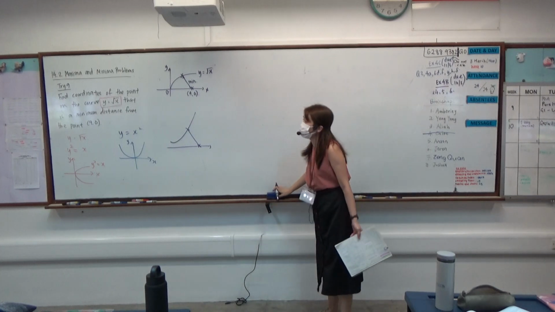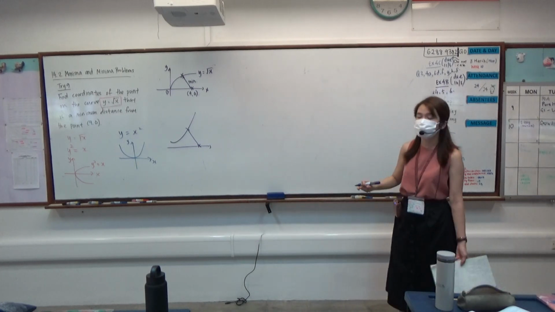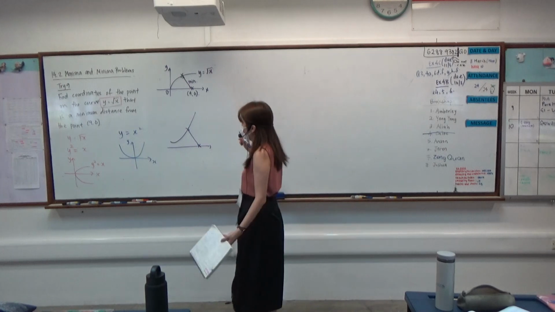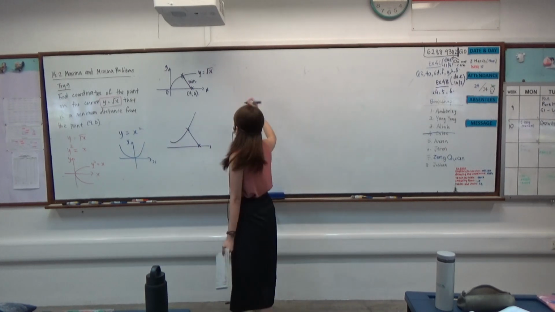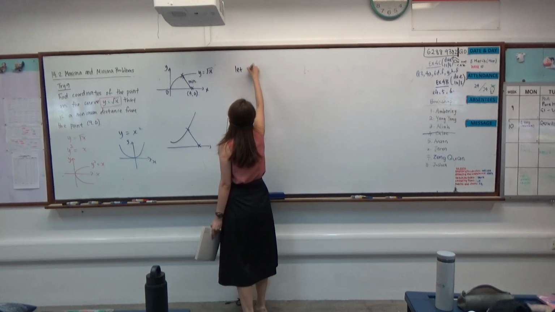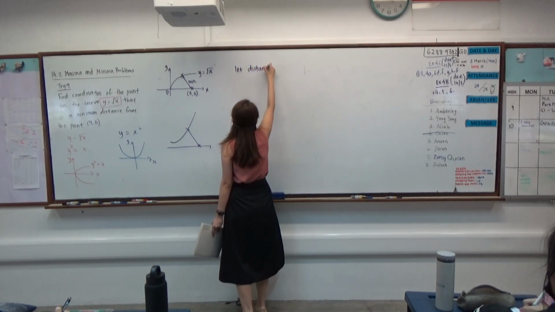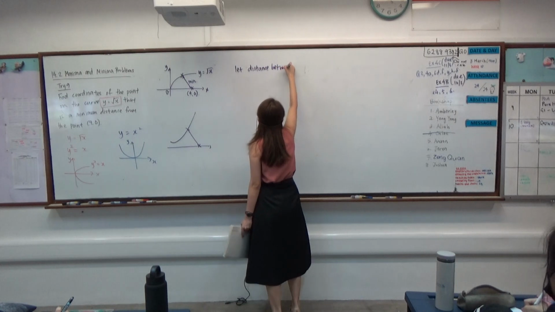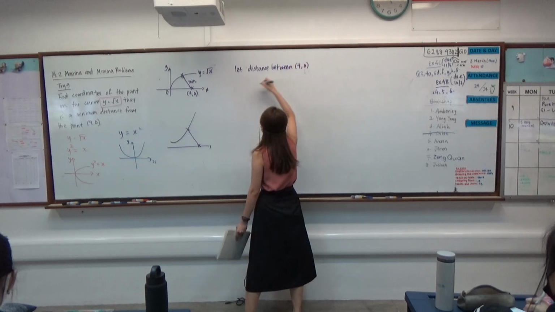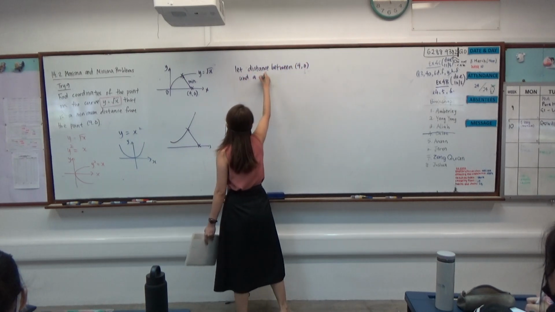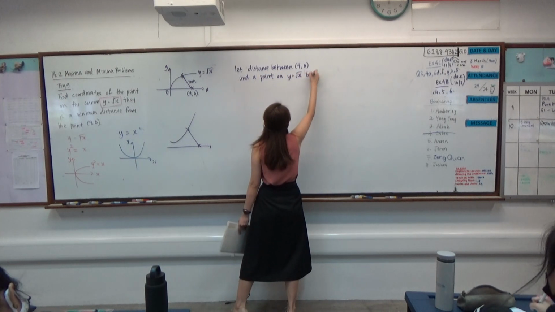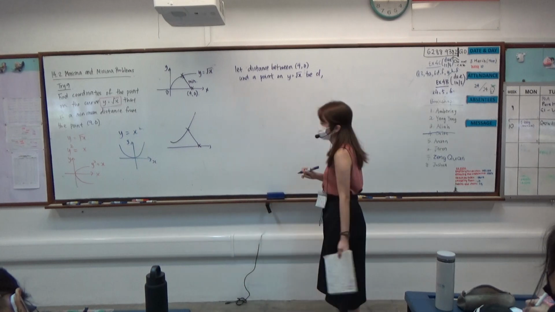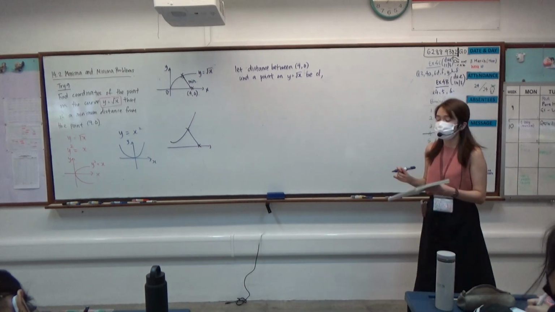So, since we're looking for minimum distance, let this distance that we're trying to find, okay, between the curve and the point 9, 0, let it be d. So let's just define that. That distance between 9, 0 and a point on y equals square root x be d. Okay.